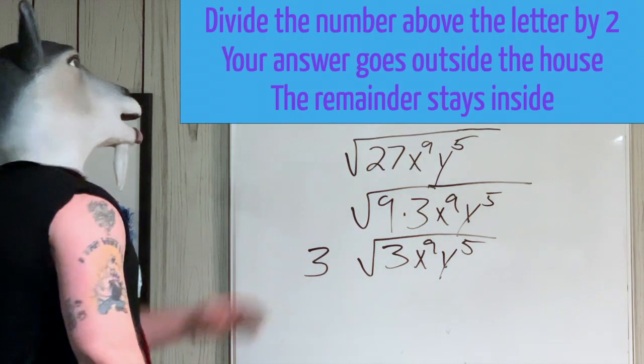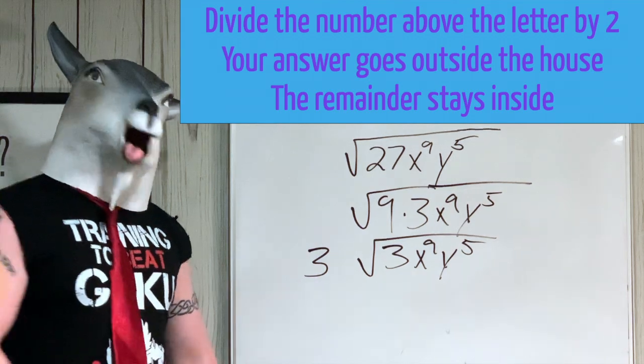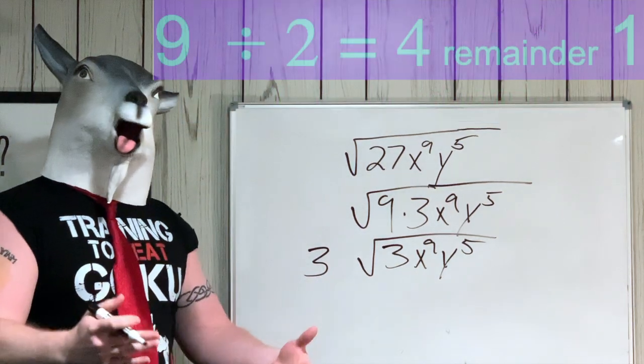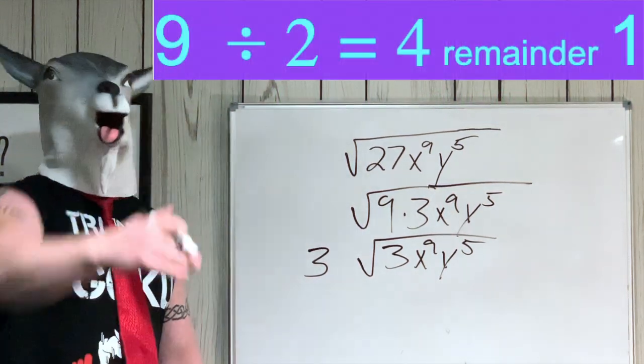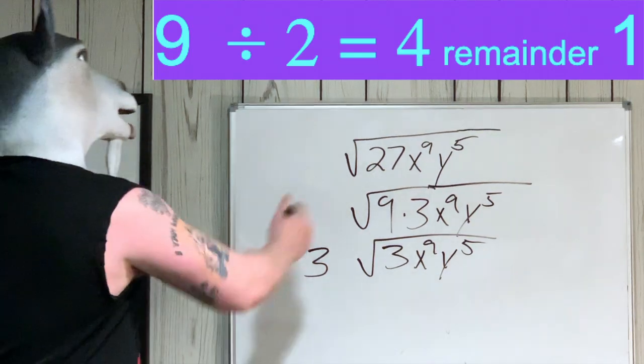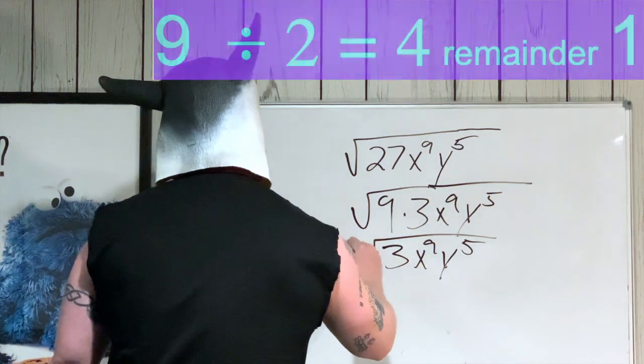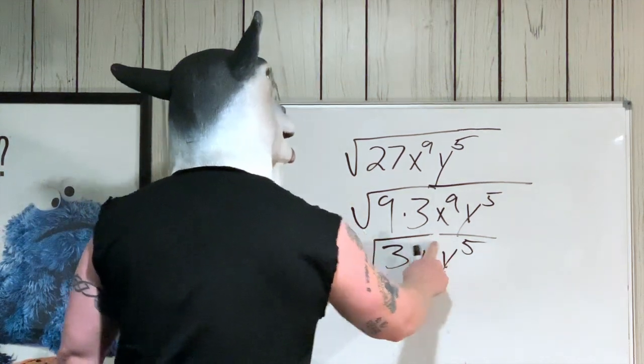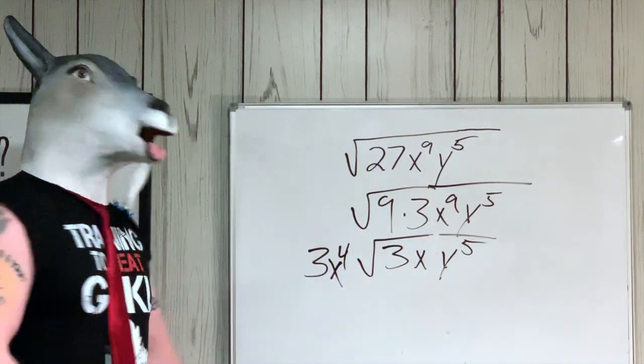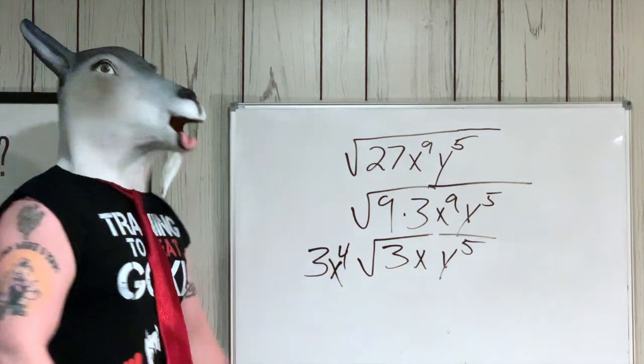Alright, so let's do it. We got 9 divided by 2. 9 divided by 2, you got 4, right? 2 times 4 is 8, and you got a remainder of 1. So we're taking out 4, and there's going to be 1 x left in the house.